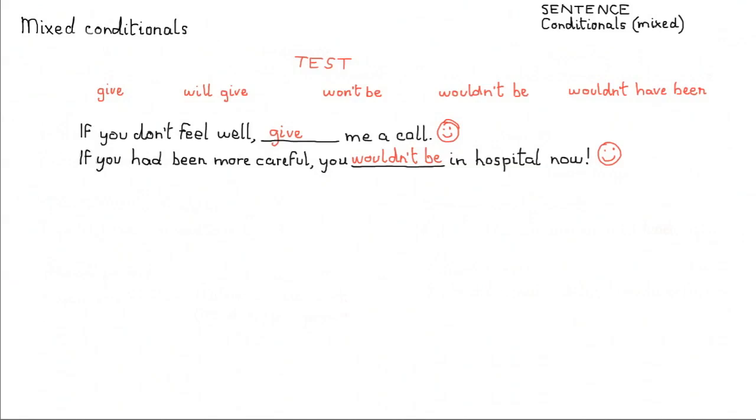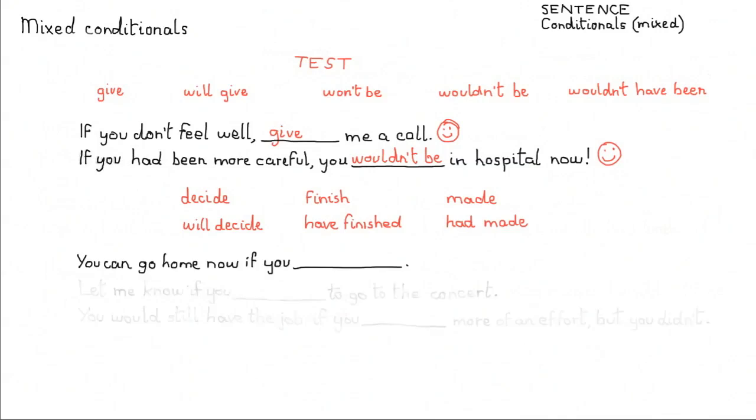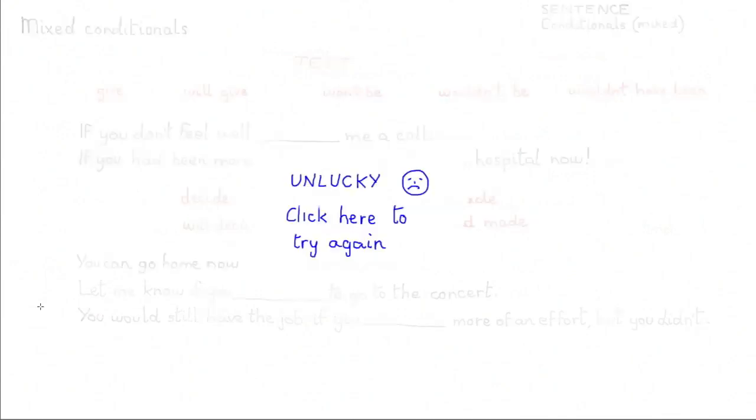Now I'm going to have three sentences, and I'm going to write up six options that you have to choose from. Here I go. First of all, decide, finish, and made, and then underneath will decide, have finished, and had made. That's it. Well, there are the three sentences. The first one clear. You can go home now if you... Think about that. Make a choice from the six.